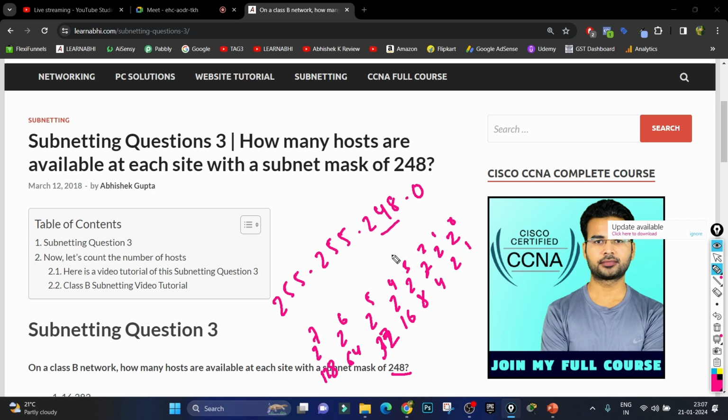See, 248. You have to find after adding how many bits you are getting 248. Either you can add the bits or you can subtract from 255. 255 minus 248 is 7. 1 plus 2 is 3, plus 4 is 7. So 3 bits from the third block and 8 bits from the fourth block. 8 plus 3 is 11. 2 to the power 11 should be the answer.